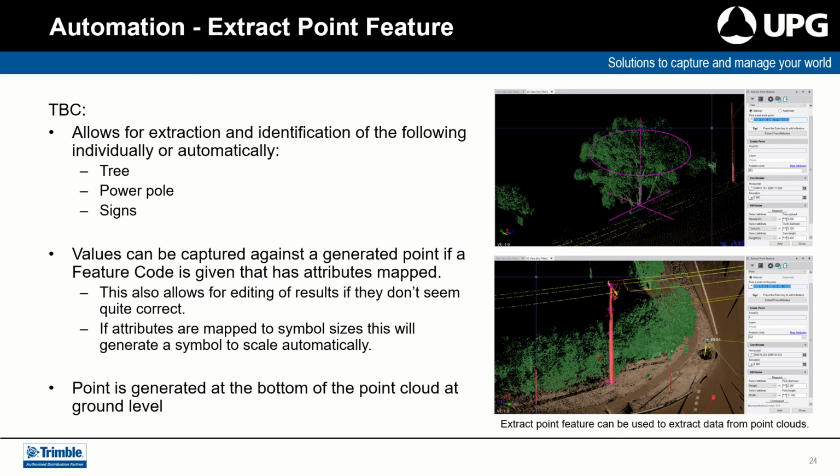The same for power lines and poles and signs. With power lines, we identify the height and the diameter of the power line, and that information can be stored to quickly allow you to capture that information from just the point cloud.